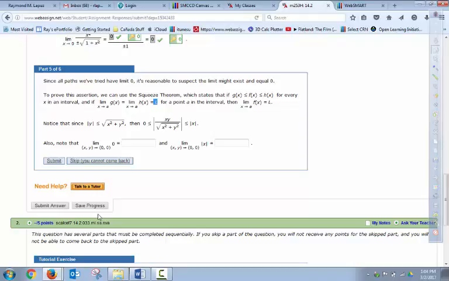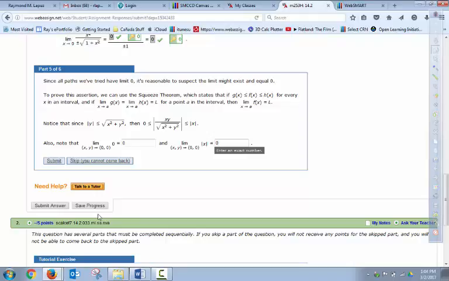So here they come up with some weird way to find the two functions. One of the functions is 0, the other function is the absolute value of x. And it turns out that the limit as x approaches 0 of 0 is, well, equal to 0. And the limit as x approaches 0 of the absolute value of x is also equal to 0.